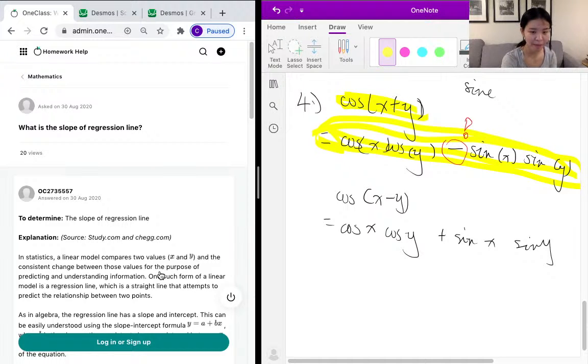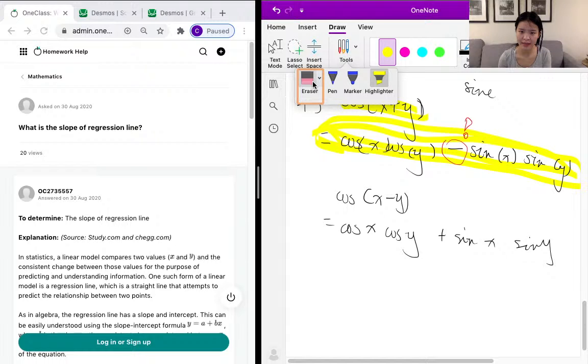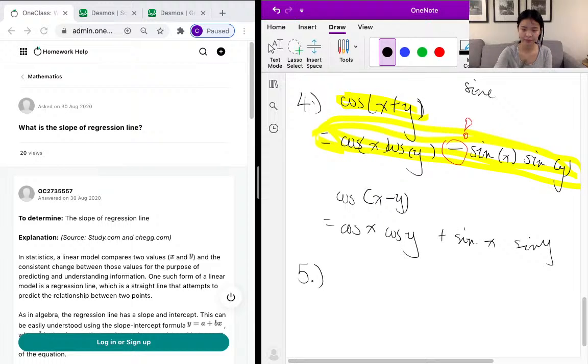Okay, our problem number 5. What problem number 5 does is that it asks us what is the slope of a regression line. So I'm assuming they're talking about the regression line in the context of statistics. That would be the most logical answer.